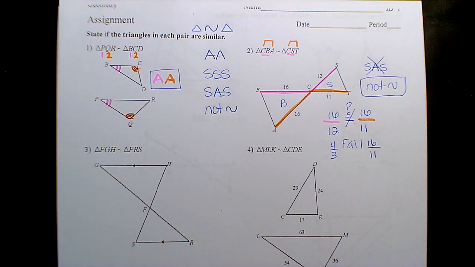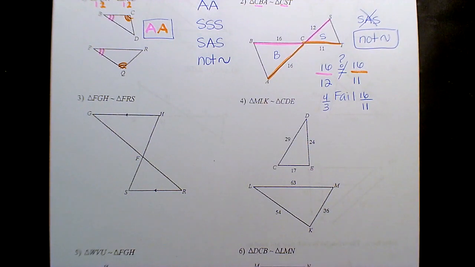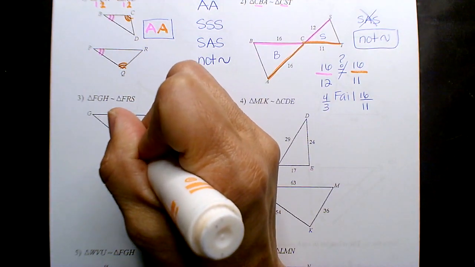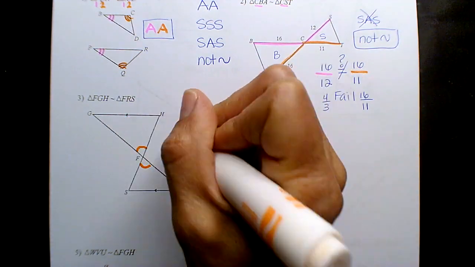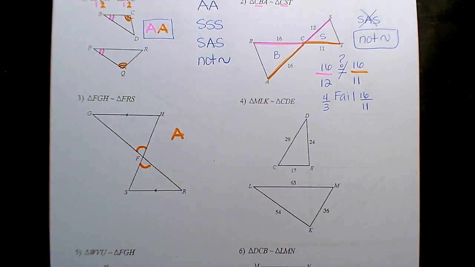Keep going? Okay. Number 3. So you guys haven't worked with parallel lines a whole lot. Look, vertical angles: this angle is equal to this one, and so that gives me an A. Vertical angles, that was on your last test.